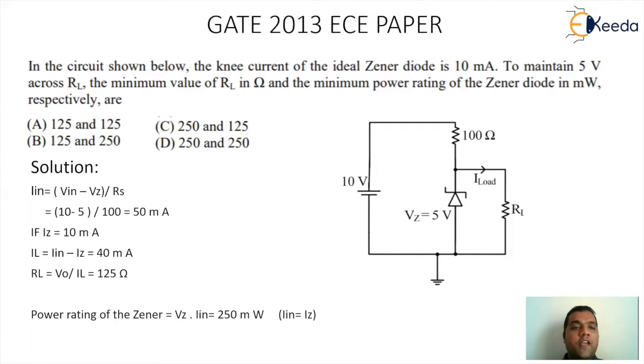So if you observe carefully, option B gives you RL as 125 ohm and power rating as 250 milliwatt. Hence the correct answer for this question is option B.